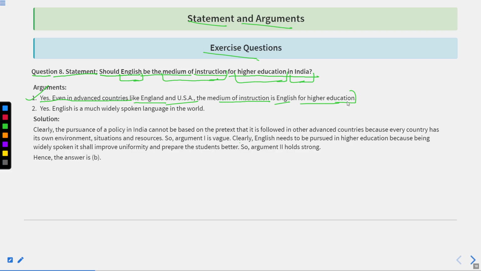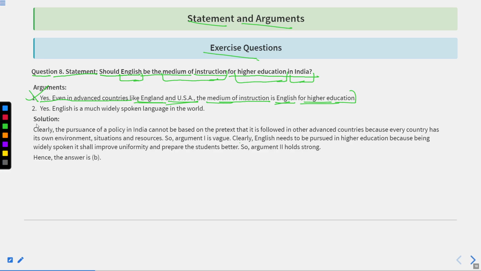It should be based on facts. Now, this argument is comparing advanced countries like England and USA, where the medium of instruction is English for higher education. But it failed to include other advanced countries like Japan and China, where the medium of instruction is not English. So this type of argument is not the correct argument.